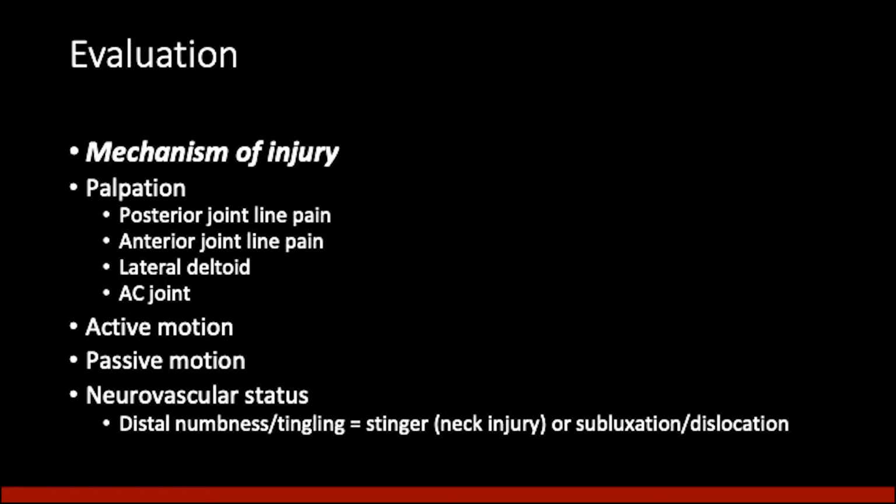So on the sideline, you need to check where they're painful. If they have their arm out front and they're painful in the back, you're probably looking at a posterior labral injury, whether they subluxed or dislocated. Anterior joint line pain, if their pain is all lateral, that's going to be rotator cuff. Obviously, if you poke at their AC joint and that's where they're telling you their pain is, it's probably an AC sprain or AC separation.